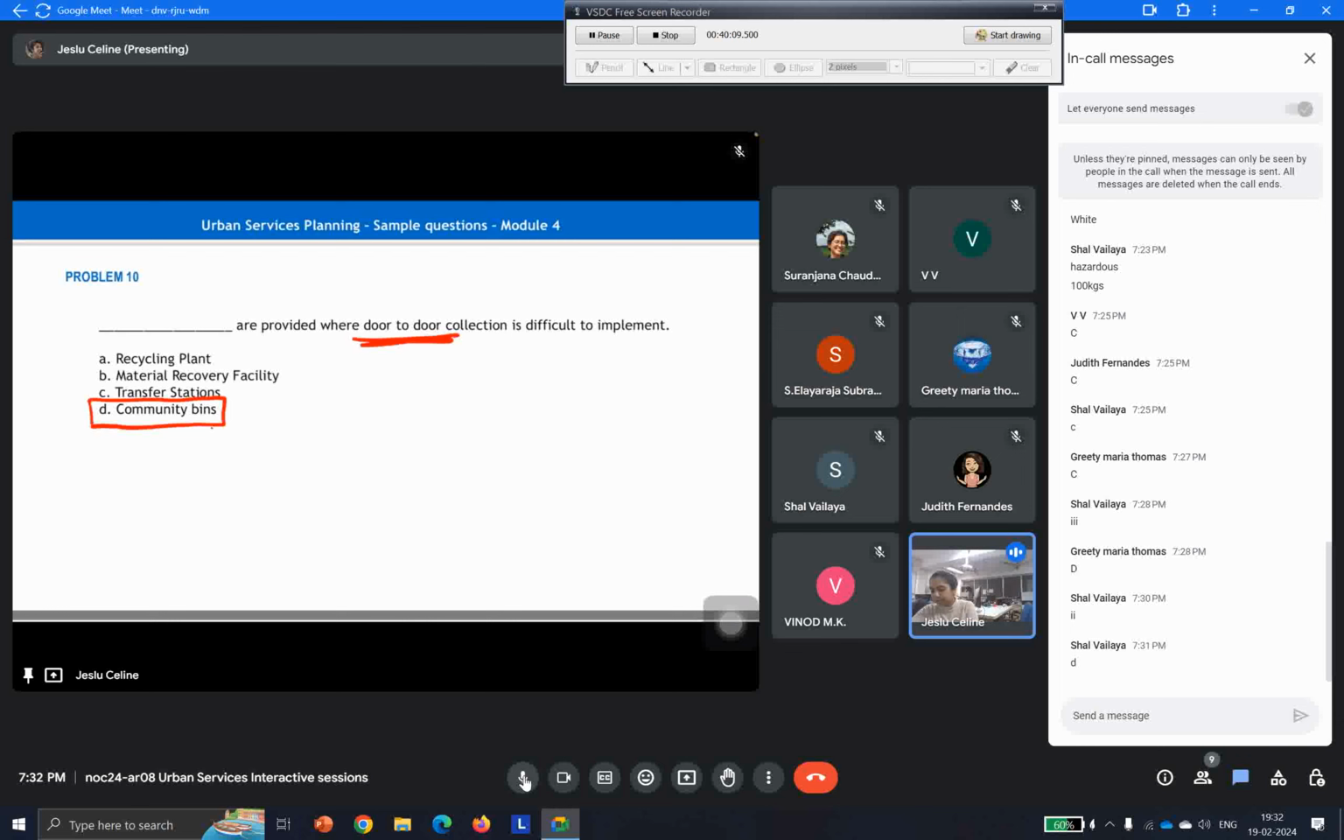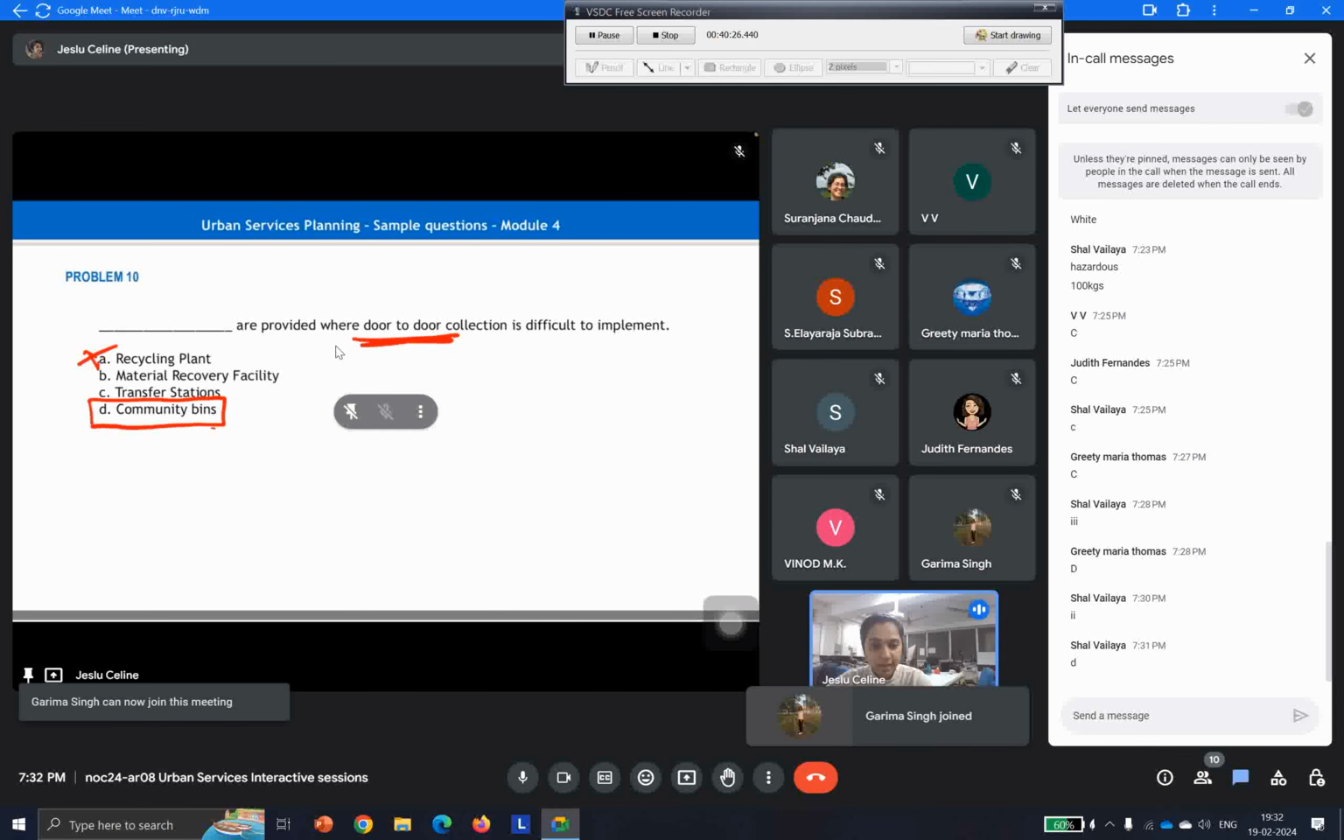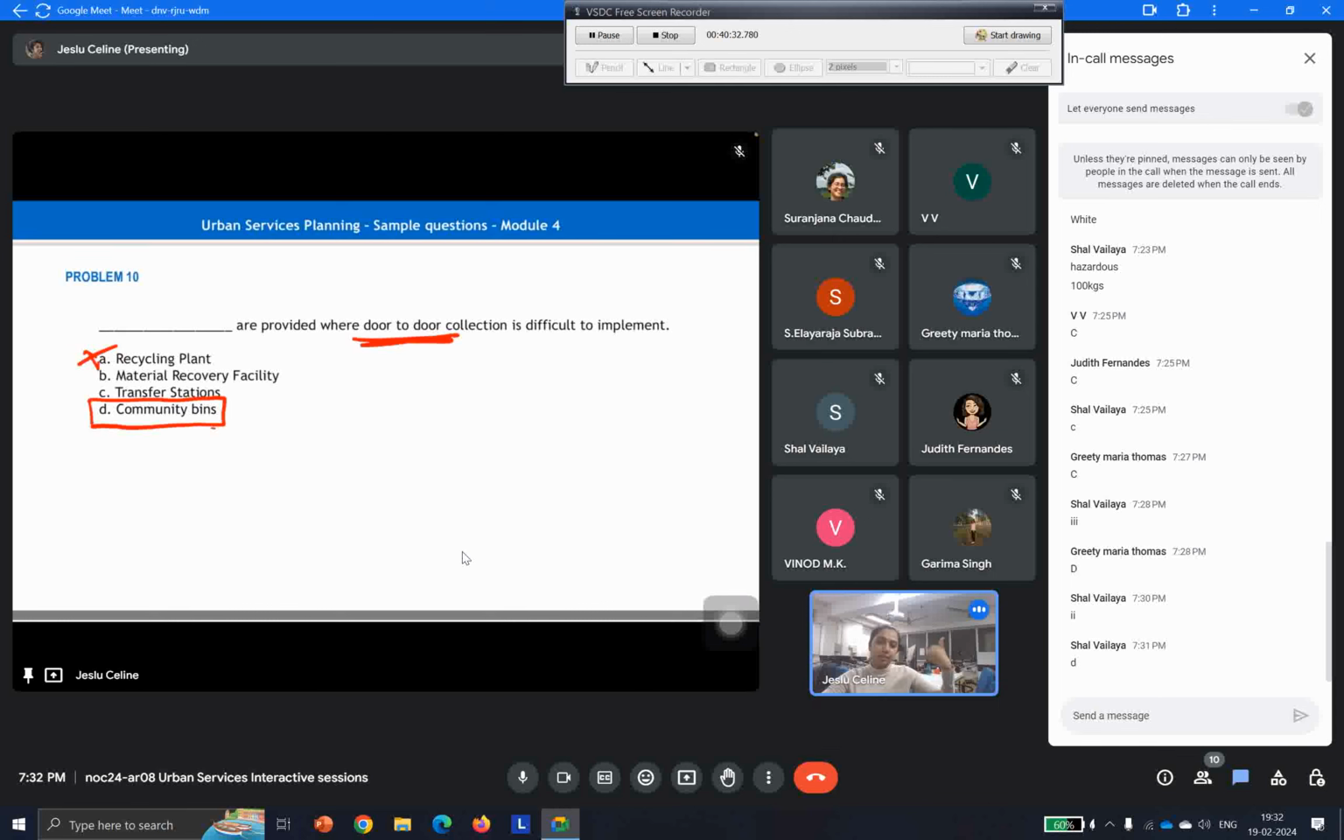The other things, recycling plant, for instance, is a recycling mechanism, which comes after door-to-door collection or after the overall collection and segregation, it goes to the recycling plant. So that's not an answer over here. Then we have material recovery facility. That again is not an option. That comes in the segregation process where we segregate materials which can be recovered, and then you have a material recovery facility to recover those materials out of the products which are already there. So that again doesn't suit over here.